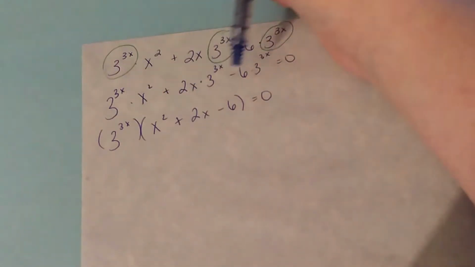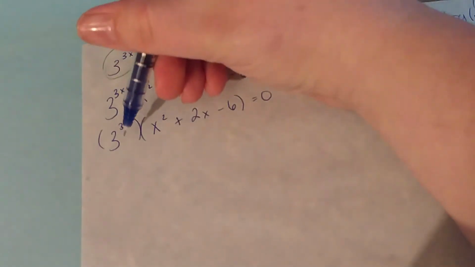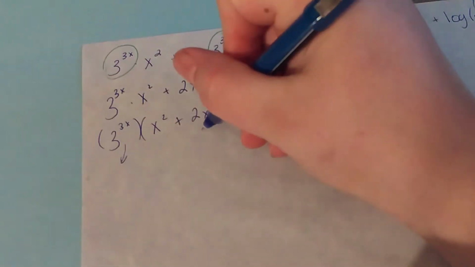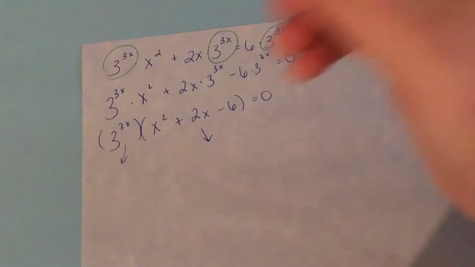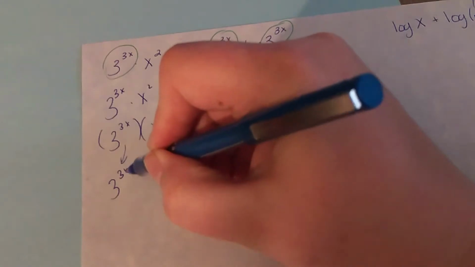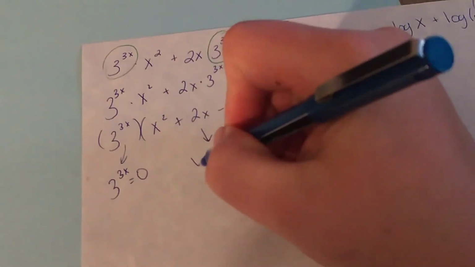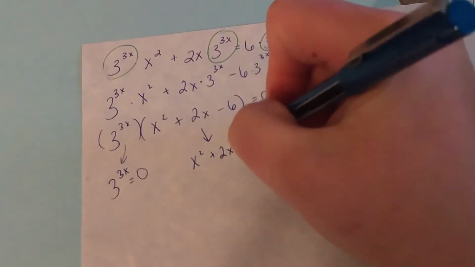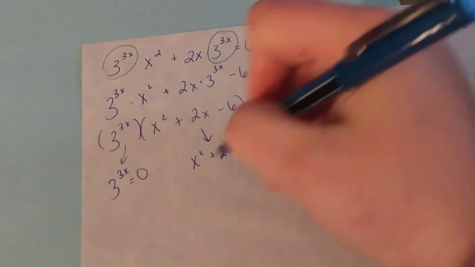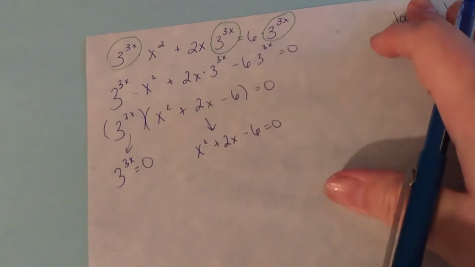But essentially what we're doing at this point is using the zero product property. If we have two things that are multiplied that are equal to 0, then we can assume that at least one of them is 0. So we're going to set each factor equal to 0. And that's how we get that mini little quadratic embedded in this equation.